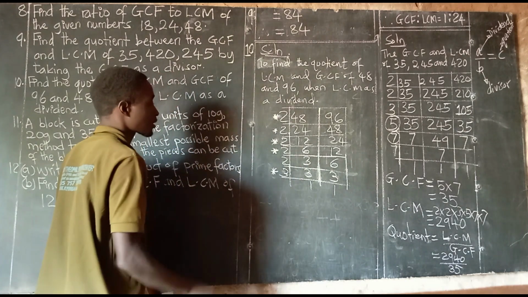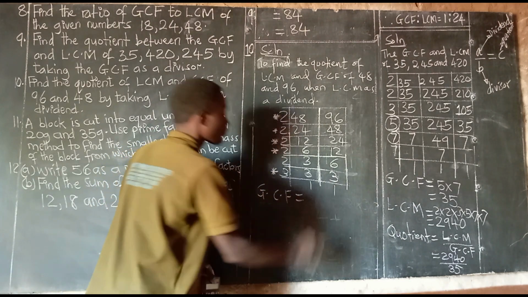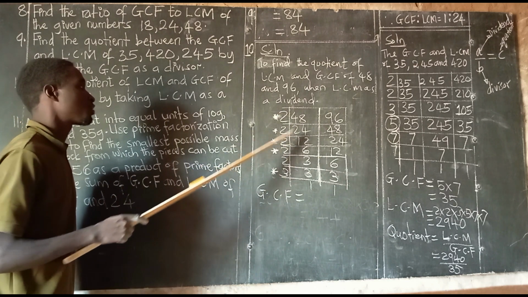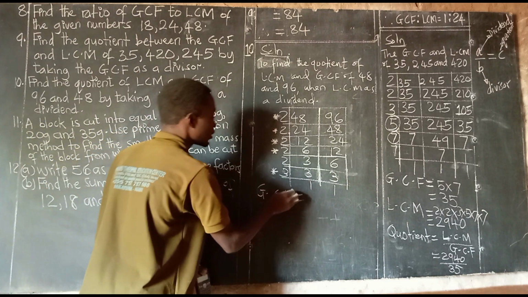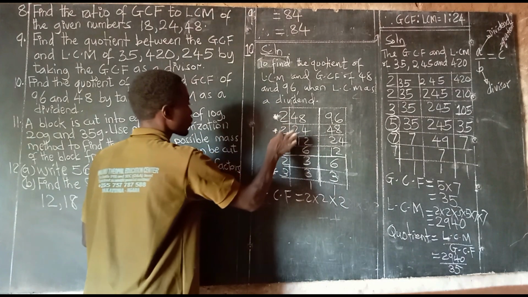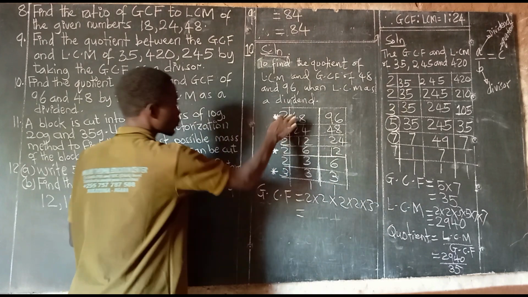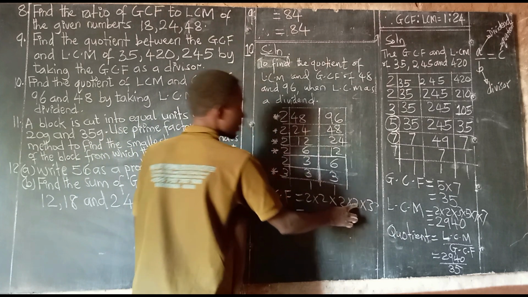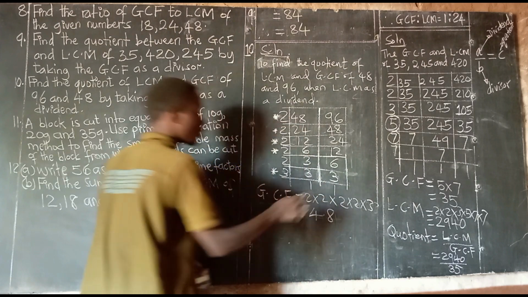Now let us start. Our GCF will be equal to the product of all the prime factors which have managed to divide both numbers without a remainder. So here the GCF will be made by taking 2 times 2 times 2 times 2 times 3. 2 times 2 is 4, 4 times 2 is 8, 8 times 2 is 16, 16 times 3, we get 48. So 48 will be our GCF.